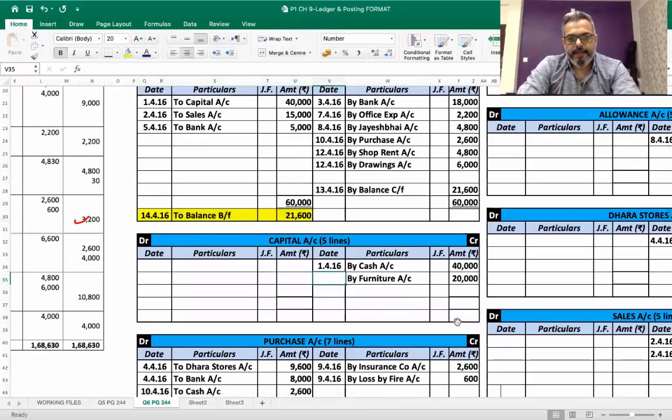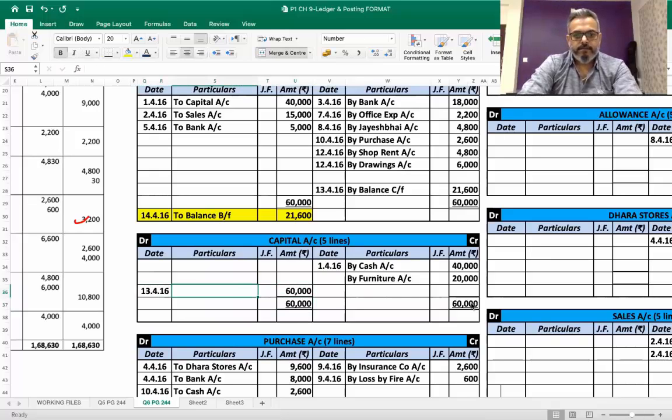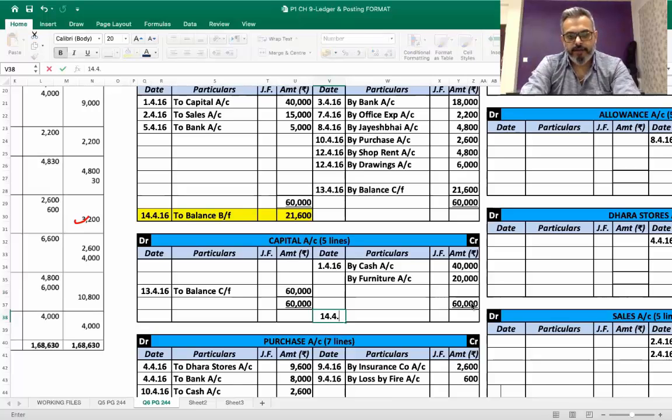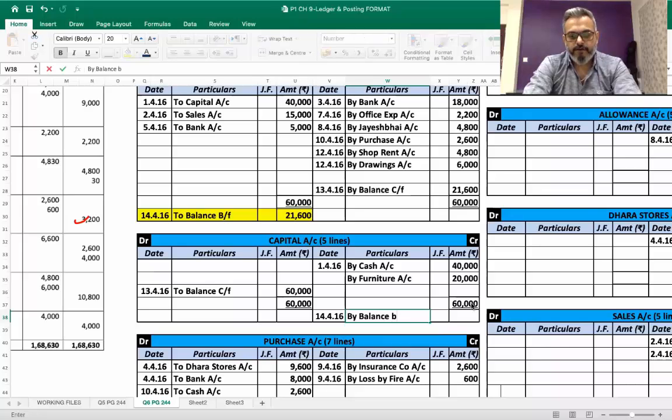Then capital account, only credit side 60,000. So we write 60,000. Directly 60,000 is the balance, to balance carried forward. It comes on 14/4/2016 by balance brought forward 60,000.